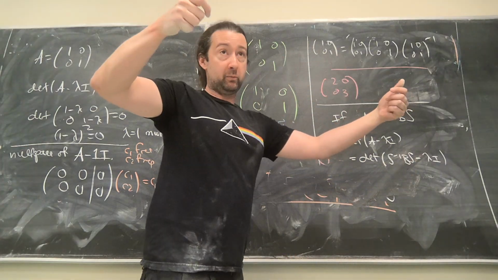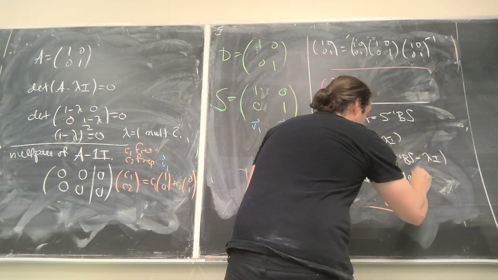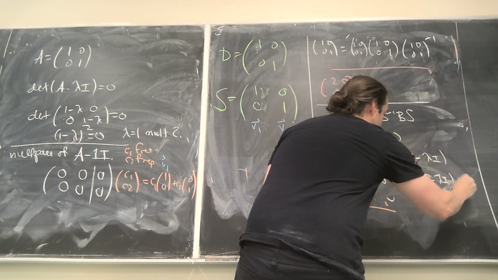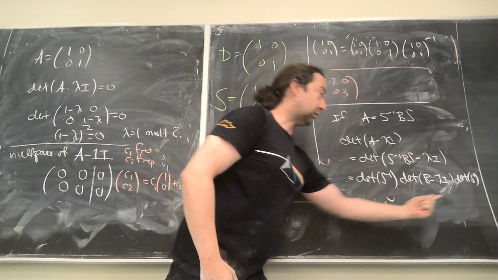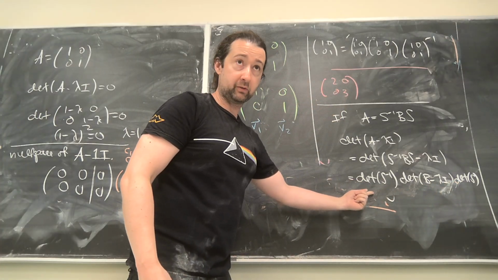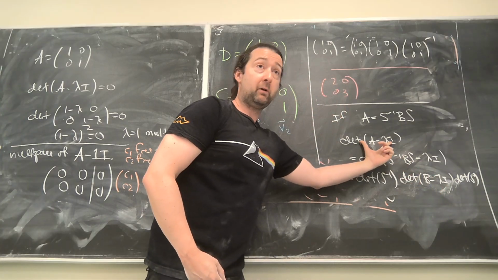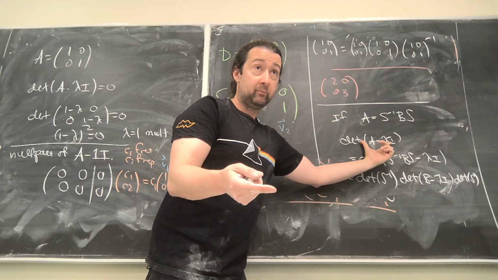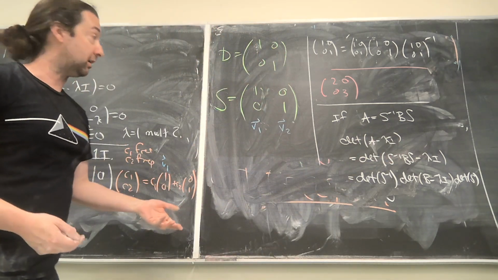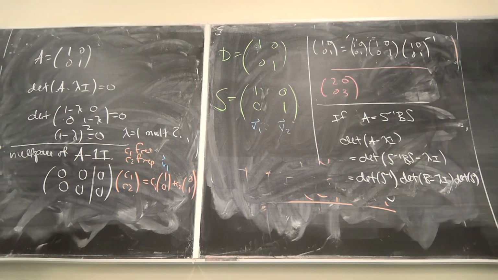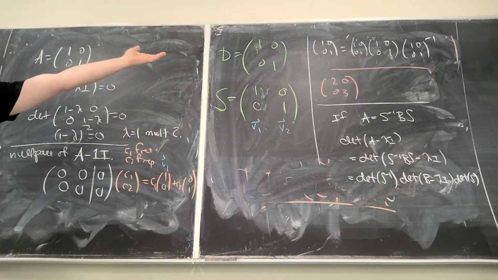So determinants split over products. This turns out to be the determinant of S inverse times the determinant of B minus lambda I times the determinant of S. These are reciprocals of each other. The determinant of a matrix and the determinant of its inverse are reciprocal, so they cancel. And so the characteristic polynomial for B and the characteristic polynomial for A are the same. So if the characteristic polynomials have to be the same, what's the simplest matrix with the same characteristic polynomial as a matrix you started with? It's the one where the eigenvalues are down the diagonal.